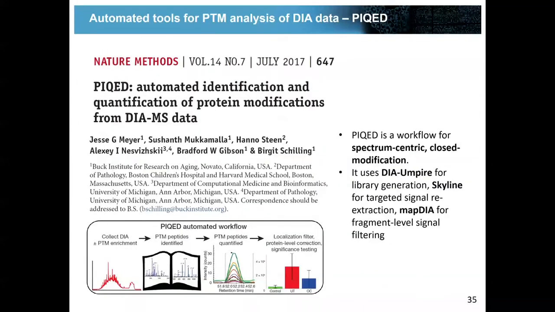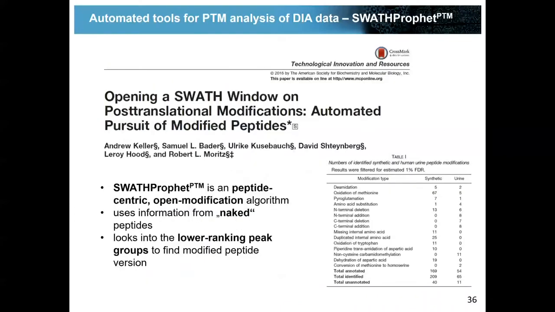But there are also other algorithms out there. A similar slide was on already. So there's this PICT algorithm. That's a spectrum-centric closed modification tool that uses DIA-Umpire and Skyline and mapDIA. So another workflow to achieve exactly this site localization of PTM carrying peptides.